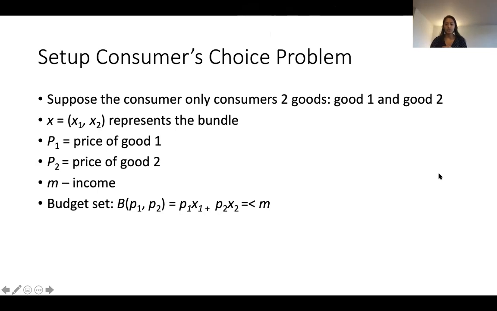Okay, so this is how you set up the consumer's choice problem. For example, if the consumer only consumes 2 goods, good 1 and good 2, this is how you represent the bundle: X is equal to (X1, X2). P1 is the price of good 1, P2 is the price of good 2, and M is income. We've done this all before, I just want to bring it up again because I'm going to do the past midterm. The budget set is represented by P1 times X1 plus P2 times X2 is less than or equal to M, which is the income.